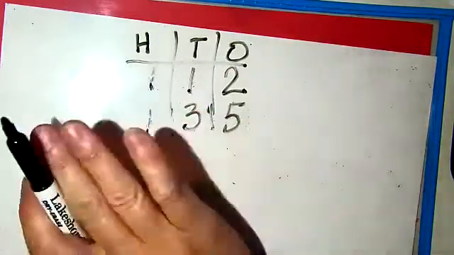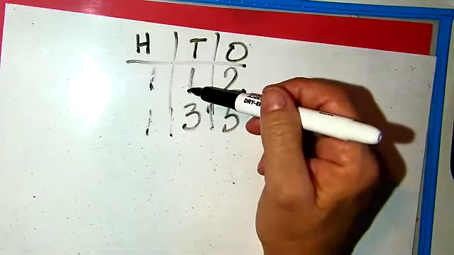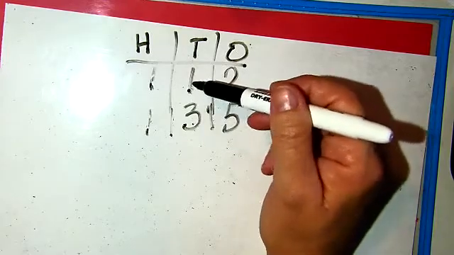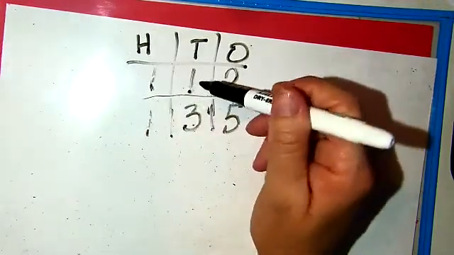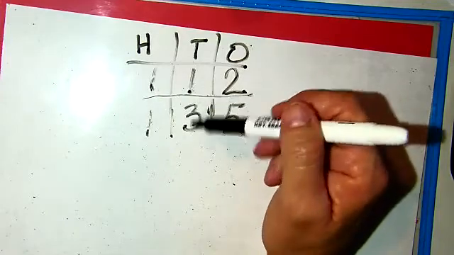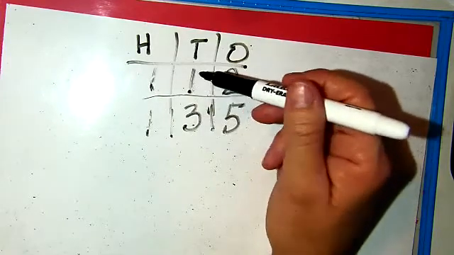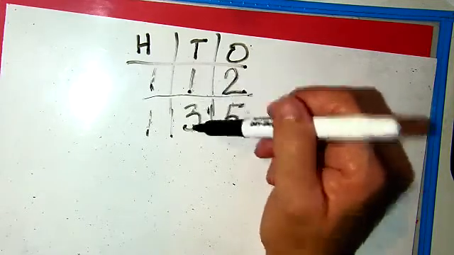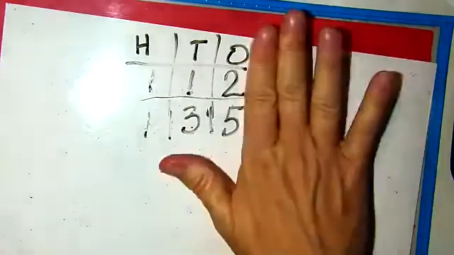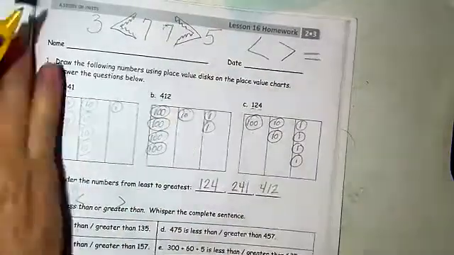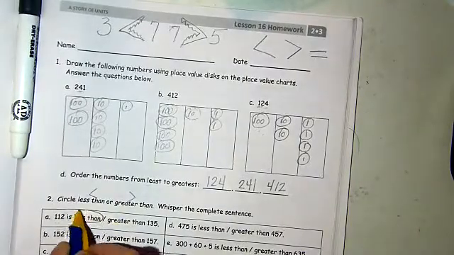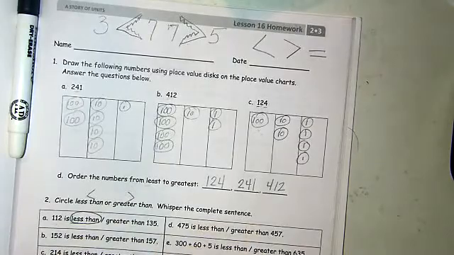So the hundreds are the same. What about the tens? 1 ten versus 3 tens. Is this first number, 112, less, smaller, not as many, or is it greater, more, bigger? It's smaller. There's only 1 ten. This one has 3 tens. So this place value chart can help you compare these numbers. 112 is less than 135.